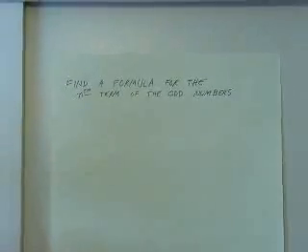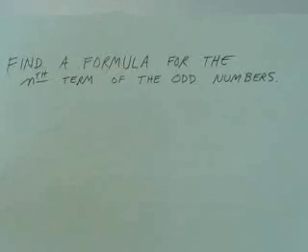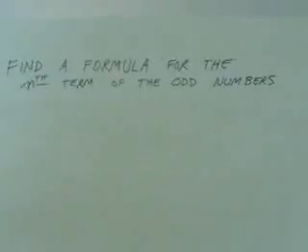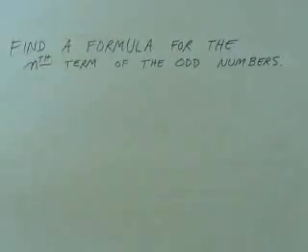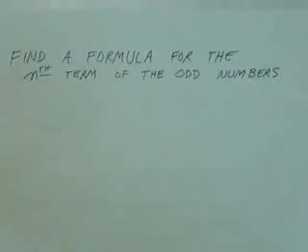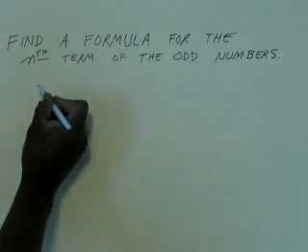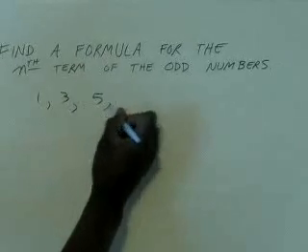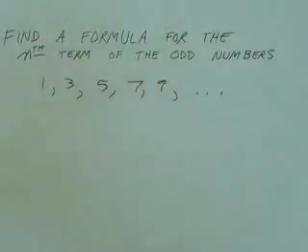Lesson 3 deals with number sequences and number patterns, and I have selected some problems outside of the text that illustrate some of the formulas in this chapter. The first problem: find a formula for the nth term of the odd numbers. Well, as you know, the odd numbers are the sequence 1, 3, 5, 7, 9, and so on.